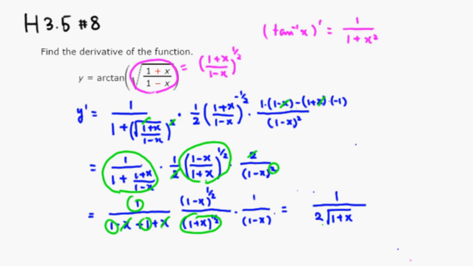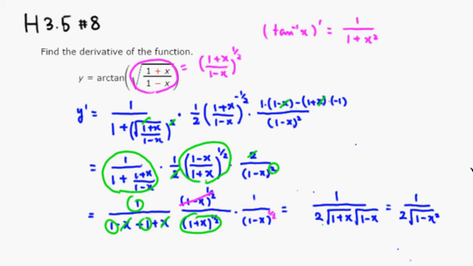Then we can actually cancel this guy, and this is 1 minus x to the first power, so this is going to be 1/2 power. So you're going to have another square root of 1 minus x. So you can probably write it as 1 over 2 square root of 1 plus x times 1 minus x, which is 1 minus x squared.